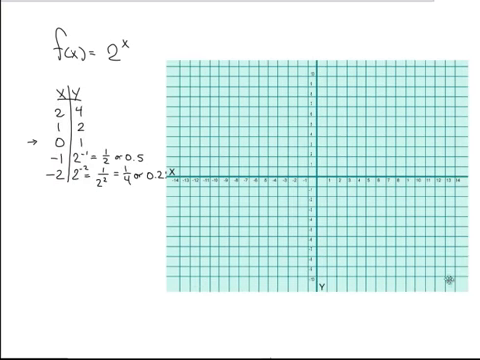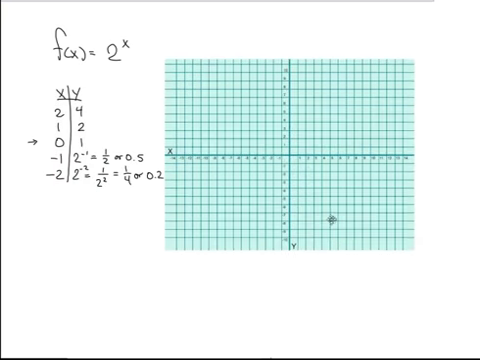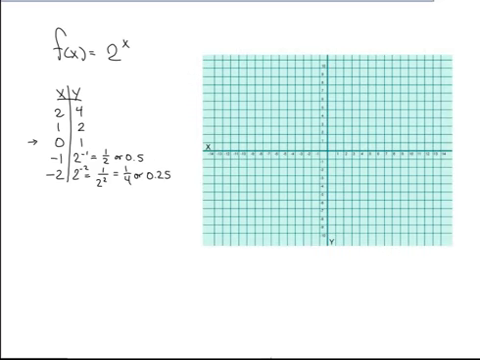So we have our graph. Shrink it down a little bit, move it over a little bit. So we have 2, 4. We have 1, 2. We have 0, 1. We have -1, 1/2. We have -2, 1/4. Notice if I kept going and plugged in a -3, that would be 1/8, or 0.125.